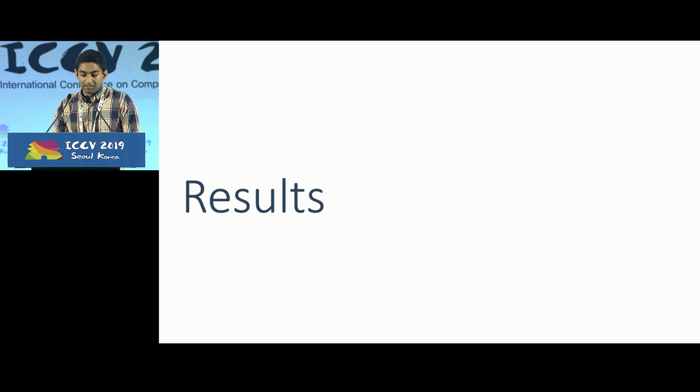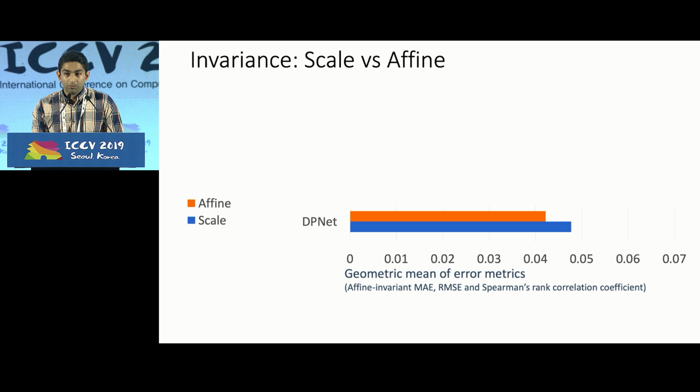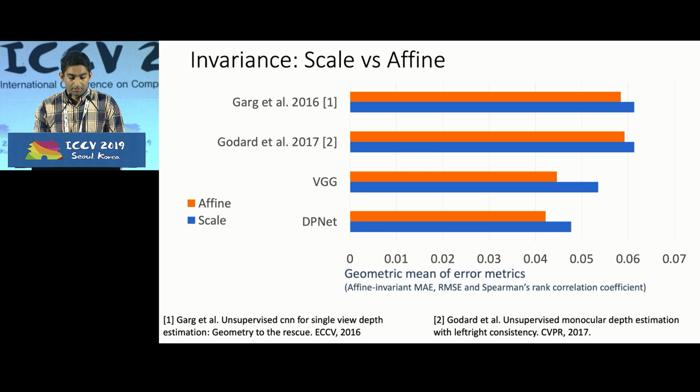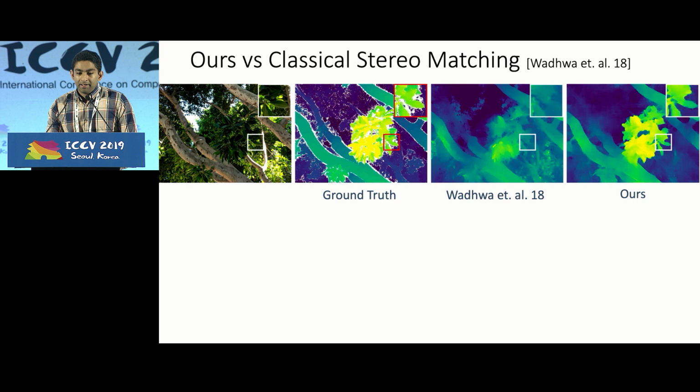First, we compare scale and affine invariant losses. When we trained a UNet-like model, which we call DPNet, on dual pixel data, we see that the affine invariant prediction is higher quality than the scale invariant prediction. This observation generalizes to other model architectures like VGG and to other monocular depth methods when trained on dual pixel data. Now we compare to our previous work where we used classical stereo matching. Our learned approach is better both visually and quantitatively.